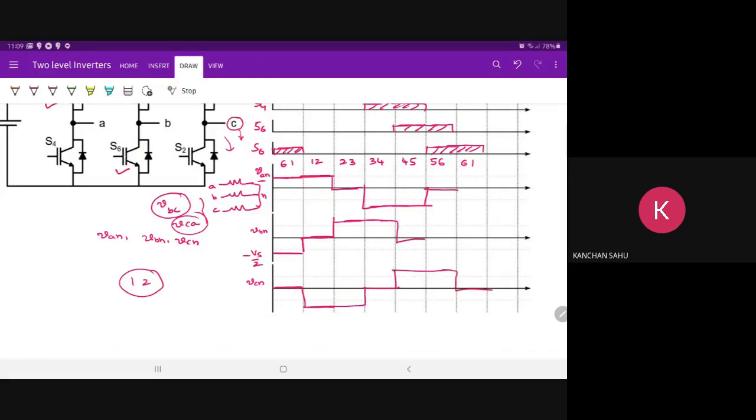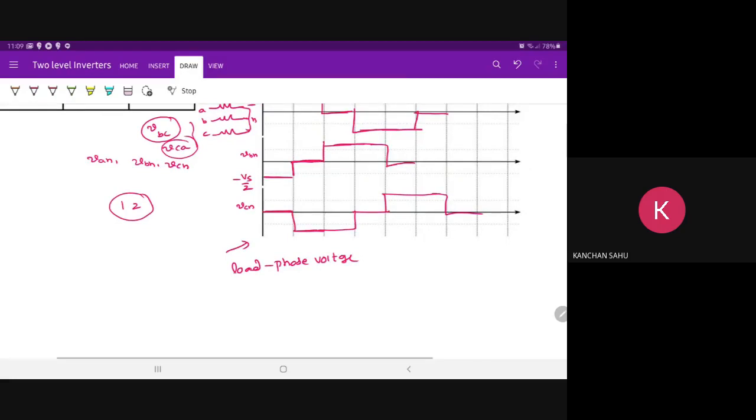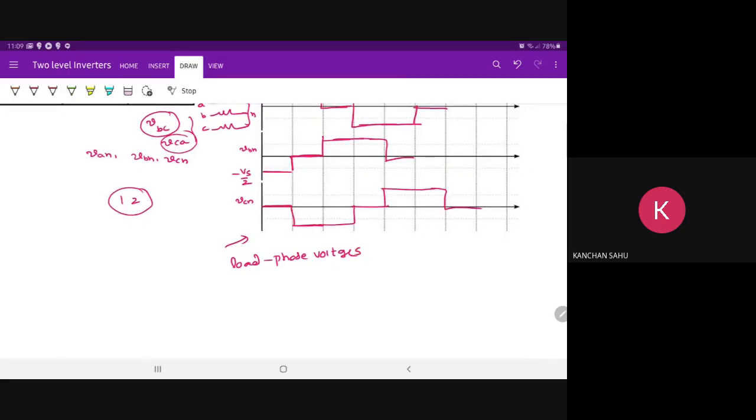Okay. So the waveforms look identical, right? The difference is, these are the load phase voltages. Earlier one is the line voltages and these are the load phase voltages. And the other difference is, these are varying from plus Vs by 2 to minus Vs by 2, whereas earlier in 180 degrees, those waveforms are line voltages and they vary from plus Vs to minus Vs.